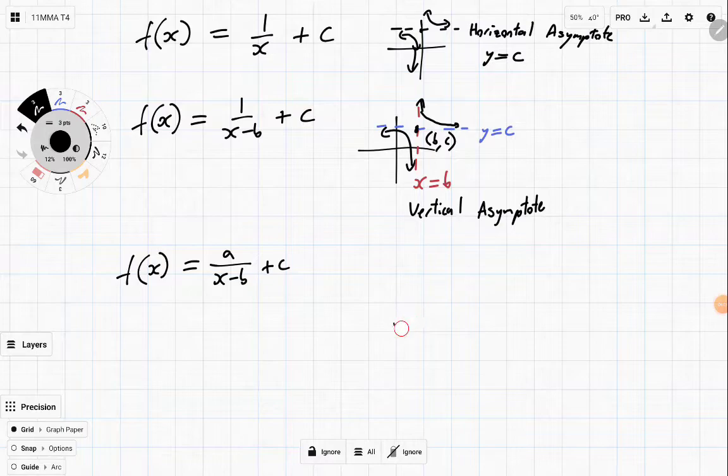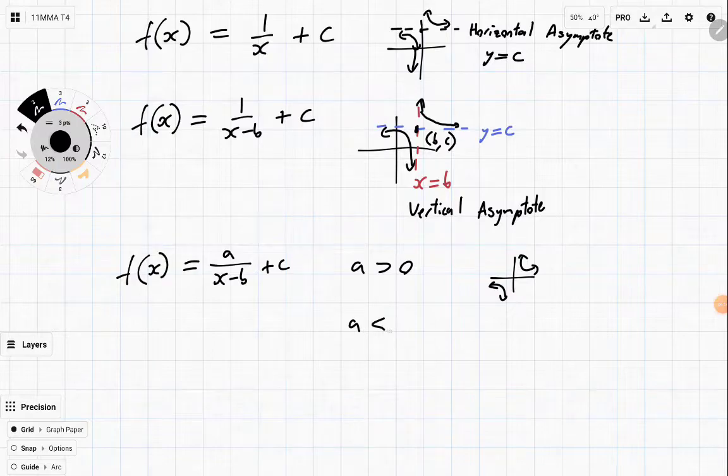However, the interesting part is that when a is positive, we're going to get the shape where it's in the first quadrant and the third quadrant, whereas when a is less than 0, we're going to get the decreasing shape, which looks something like this. And so that kind of gives us a general sense of what the graph's going to look like. So I think it's good to get a visual intuition.